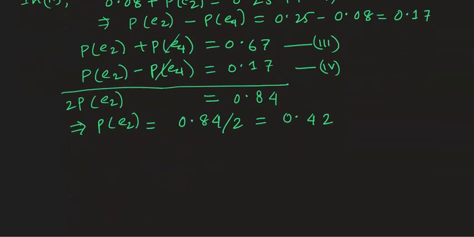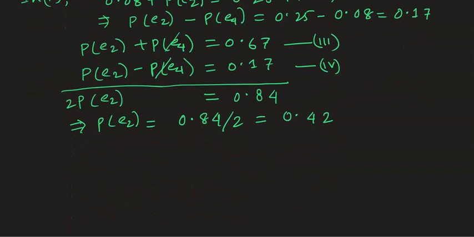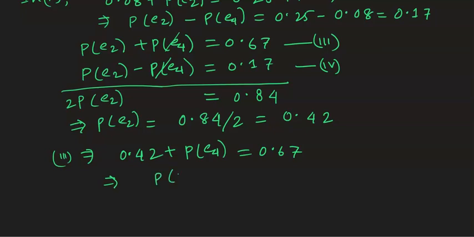Now in any of these two equations 3 and 4, we put the probability of E2 and we will get the probability of E4. So we are putting it in equation 3. 3 gives us 0.42 plus probability of E4 is equal to 0.67. So probability of E4 is equal to 0.67 minus 0.42, which is 0.25.